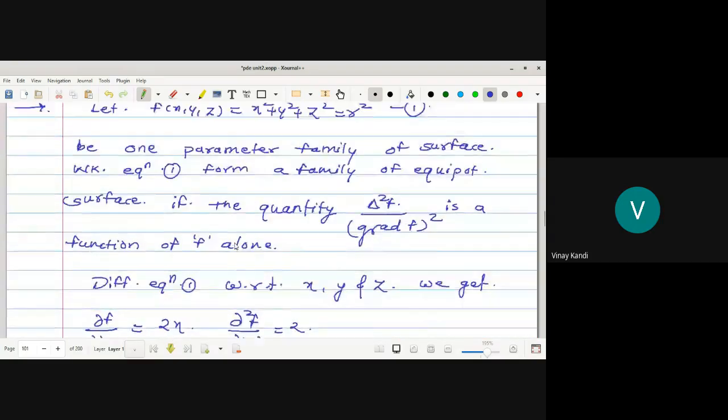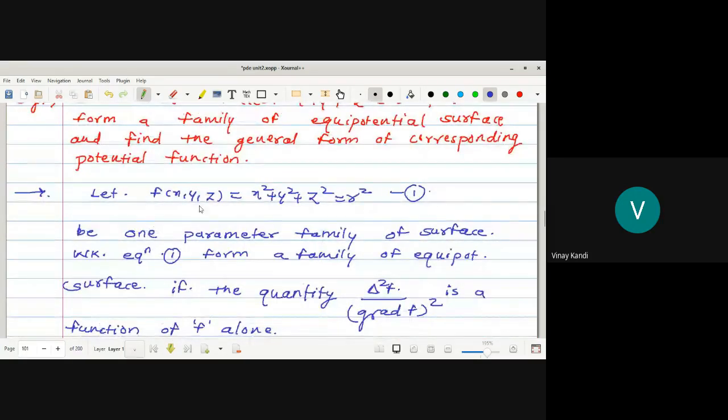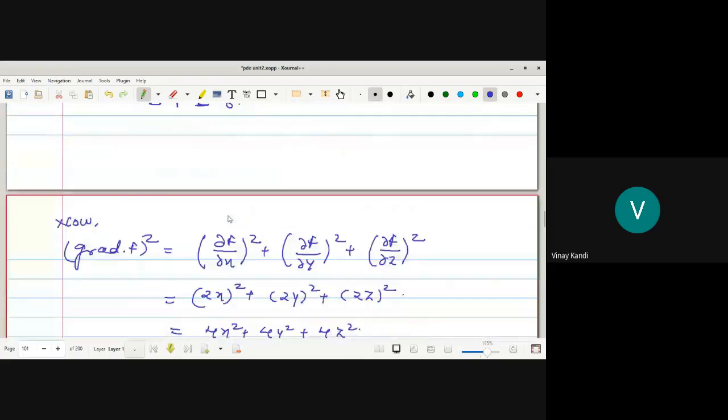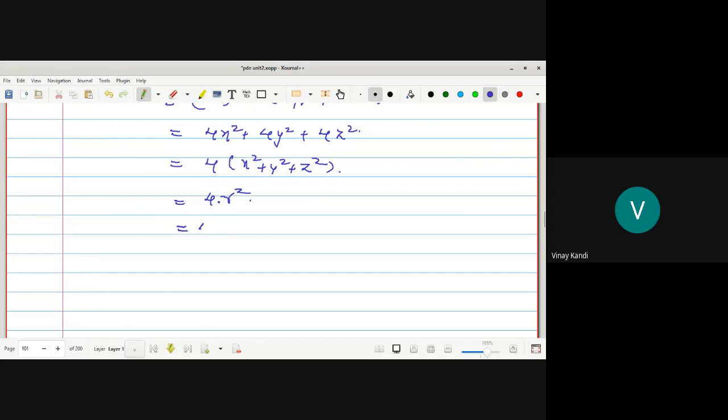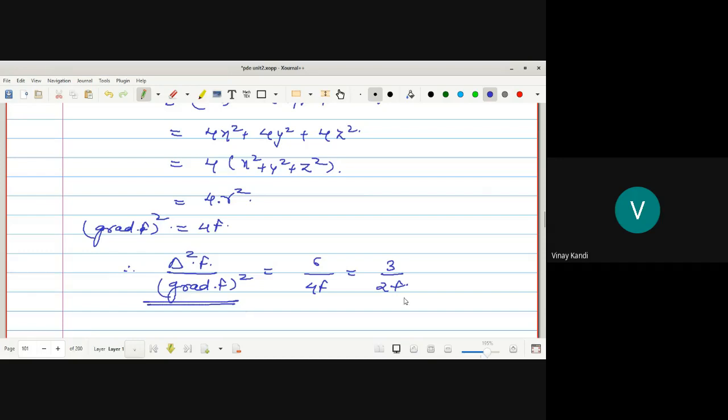Okay, now look at this one. But what is the value of r square? r square is equal to small f of xyz. So this is equal to 4f. This is the value of gradient of f bracket square, 4f. So therefore, delta square f divided by gradient of f square is equal to 6 upon 4f, which is equal to 3 upon 2f. Okay, now this quantity is a function of f alone.